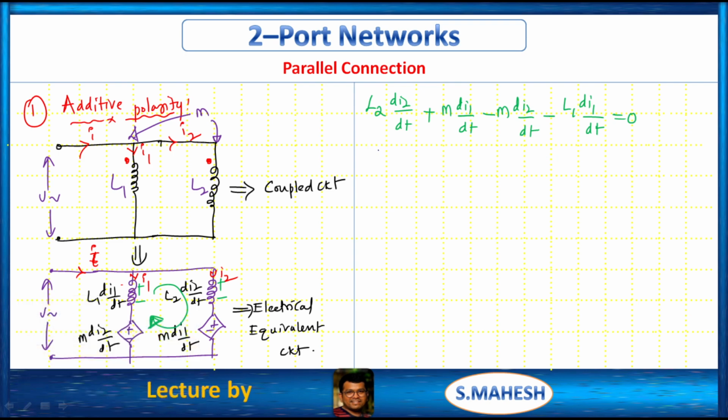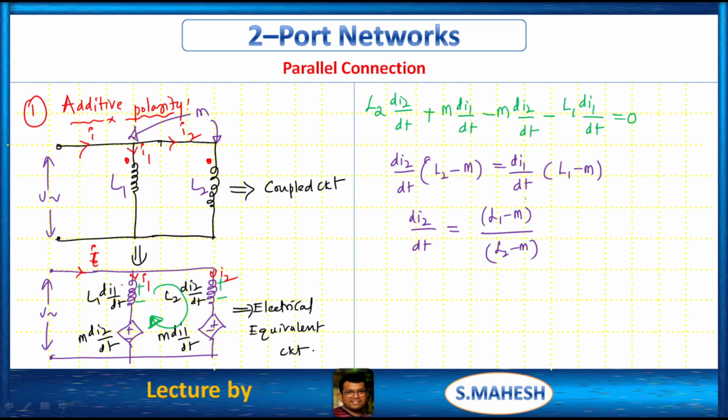Now we have to take di2 by dt common, that is L2 minus M, which is equal to di1 by dt, now it is L1 minus M. That's it, right? So from this we can write di2 by dt, which is equal to L1 minus M by L2 minus M into di1 by dt. That's it.